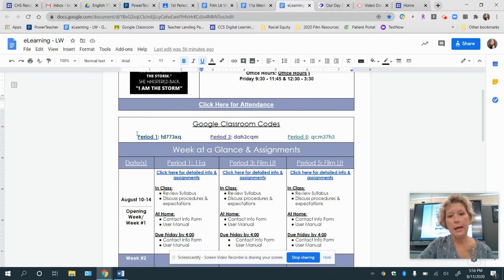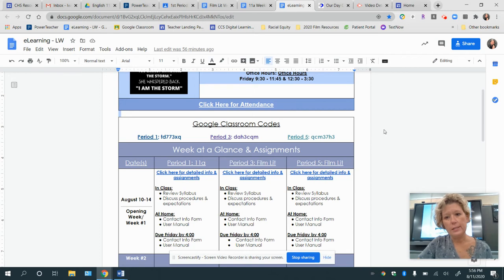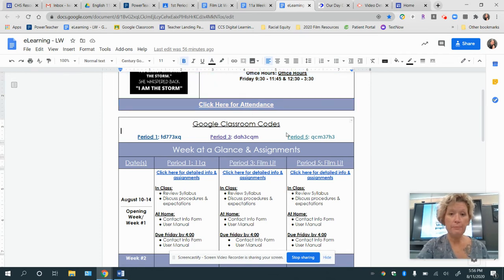So mine is set up when you are virtual. You're going to click in this area. You'll have to be patient with me because this is going to be a little hit or miss. You're going to click in that area to check in on your attendance. Our Google Classroom codes are right here at the top.